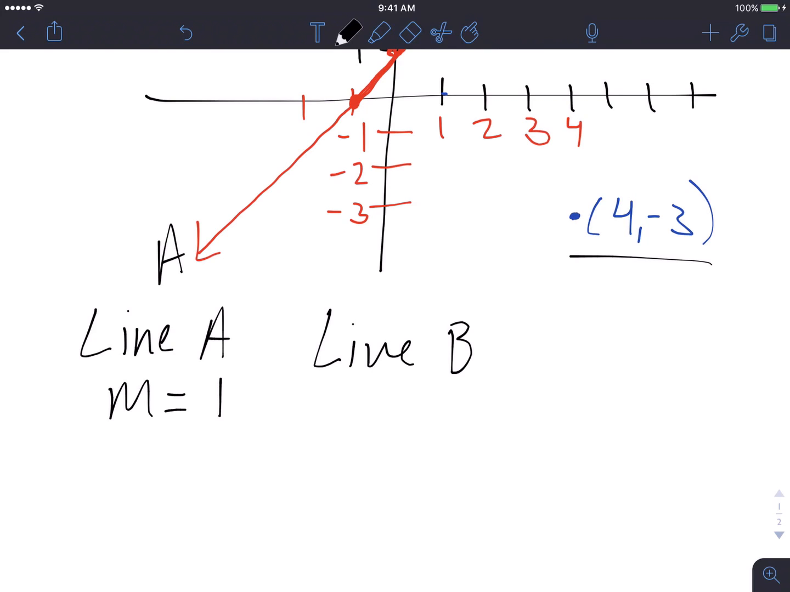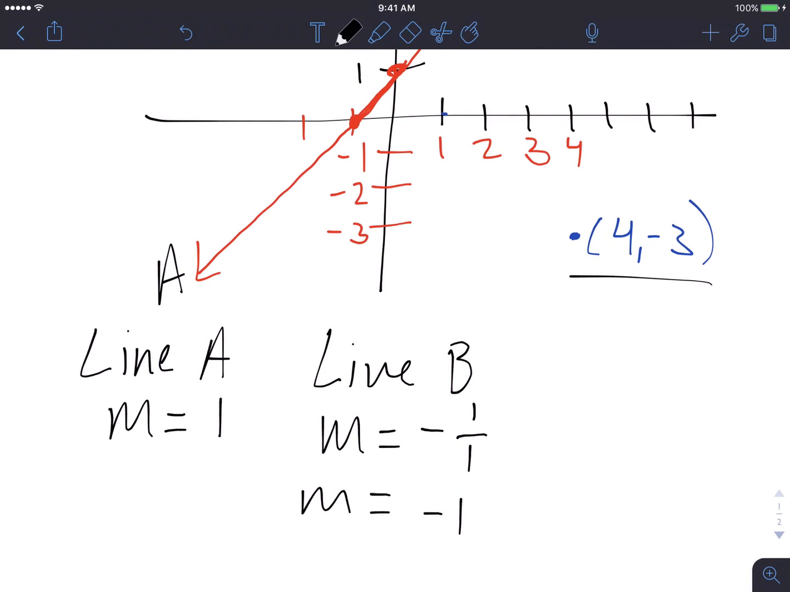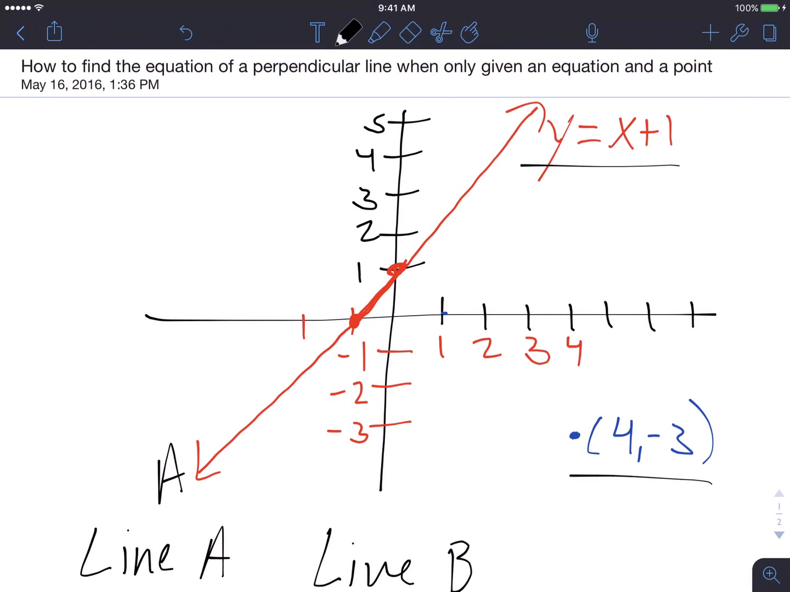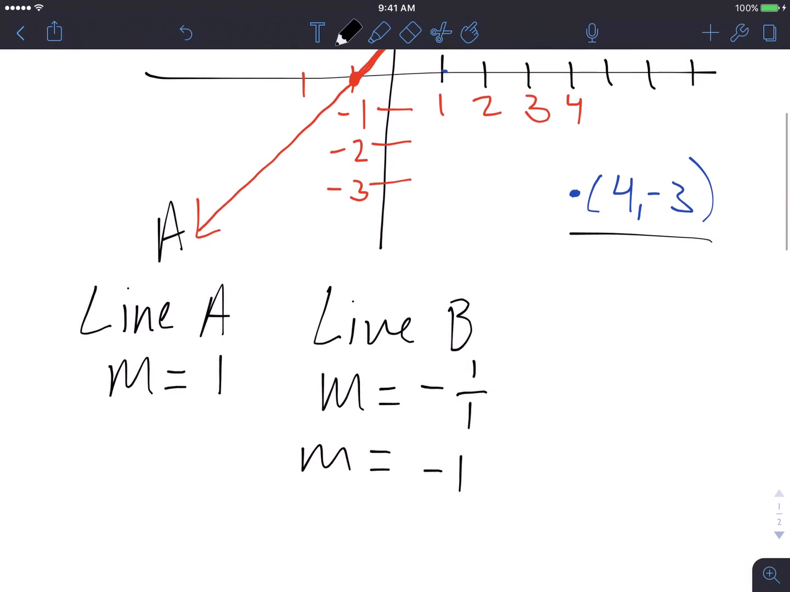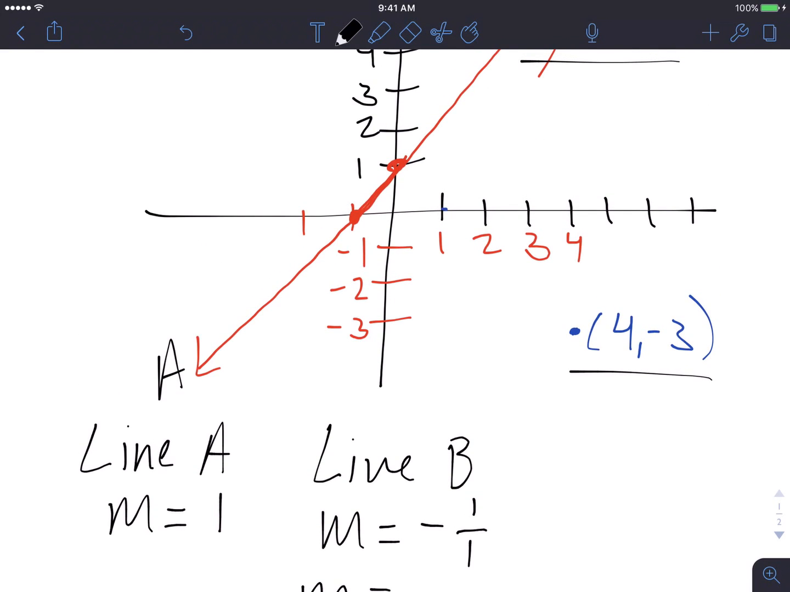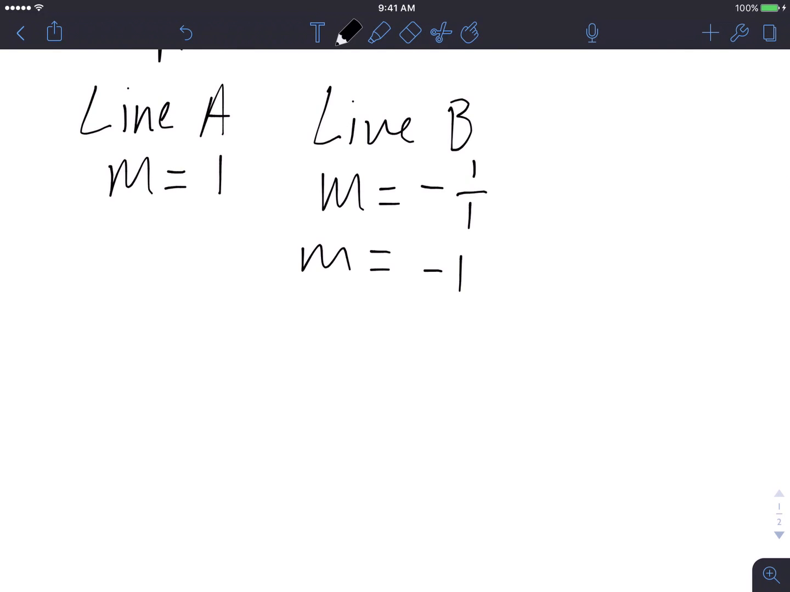So, if line A has m equals 1, then line B has to have the negative 1 over 1, which is just negative 1. Okay, so that's the slope of line B. We did nothing. All we did is find the slope of line B based off of the principles and the properties that we know of perpendicular lines, okay? We didn't do anything fancy. Now we have a slope and we have a point. Let's go ahead and create the equation. It's really easy after this.